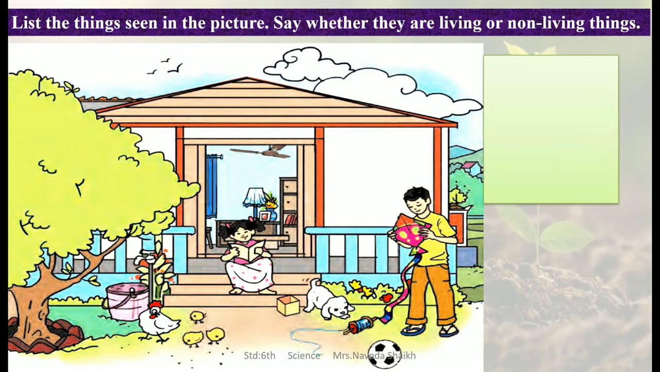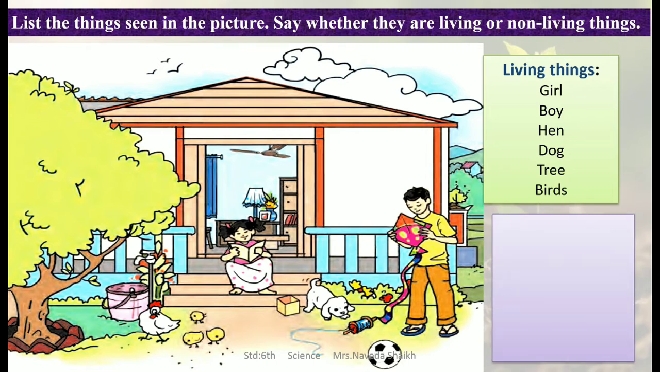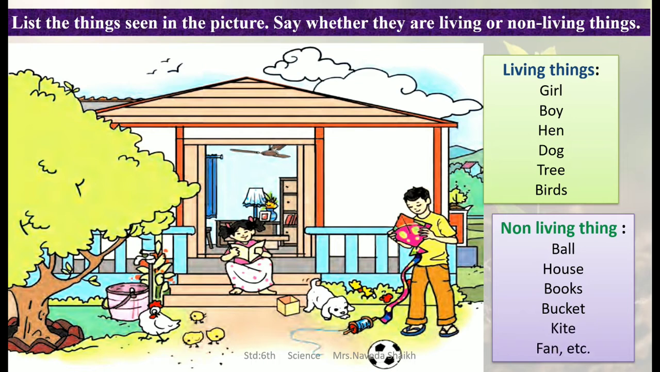Next is a list of living things that we have in this picture. Here you have the girl, a boy, a hen, a dog, a tree, birds, and if you can see a few more you can list them as well. Then you have a list of non-living things that I can see and even you all can see. You all can see a few more things if you look carefully. I have a few in my list. There is a ball in front of me. You can see a house, books, a bucket, a kite, a fan inside the house, a lamp, a pot, etc.